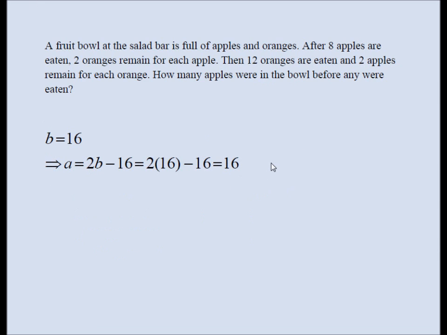All I need to do, B is the number of oranges, and I need to find the number of apples, so I need to replace B with 16 in one of the equations and solve for A. So if B is 16, I know from above A is equal to 2B minus 16. If B is 16, I get 32 minus 16 here, which happens to be 16. So the total number of apples the bowl had originally was 16. That's my answer.